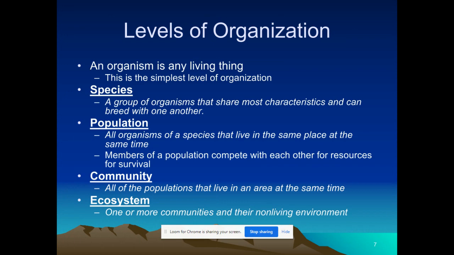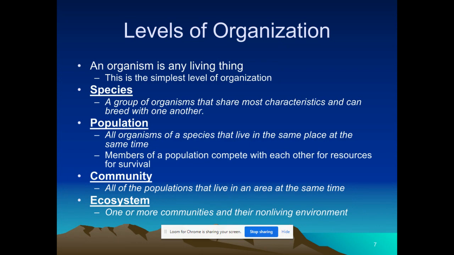Okay, the levels of organization. An organism is any living thing, and that's the simplest level. A species is a group of all the organisms that share the most characteristics and can breed with one another. A population is all the organisms in a species that live in that same place. They usually compete for resources for survival. A community is all the populations that live in an area at the same time. And of course, an ecosystem adds the non-living components of the environment.